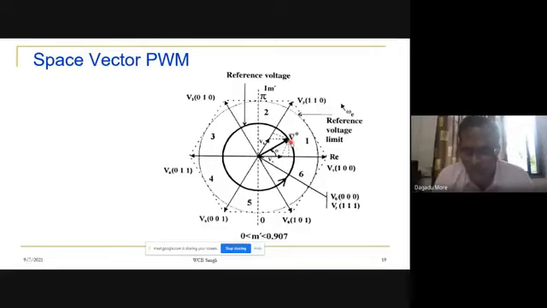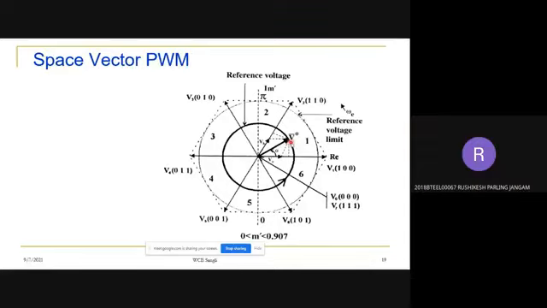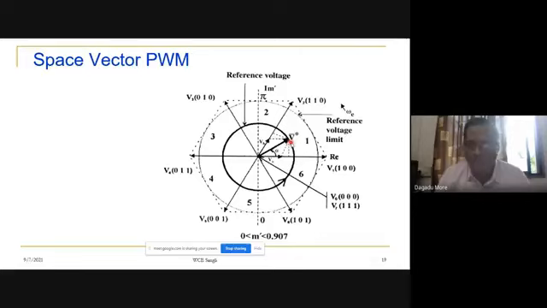Anybody? What will the output voltage benefit be? When the output space vector is smooth, having a constant magnitude and rotating at uniform speed, then our three-phase output voltages of the inverter are balanced and sinusoidal. So the THD in that particular waveform is very small when our space vector moves at a uniform speed.